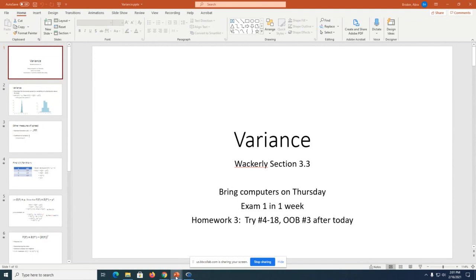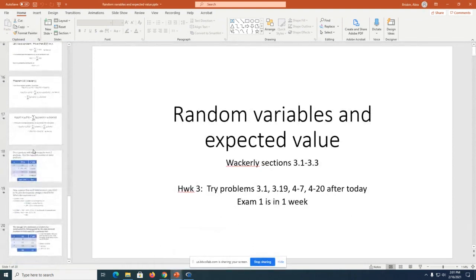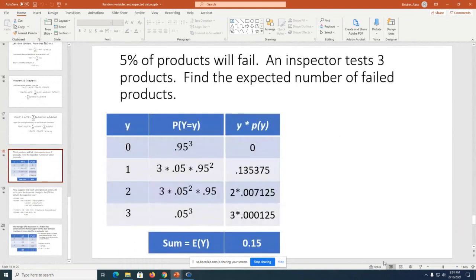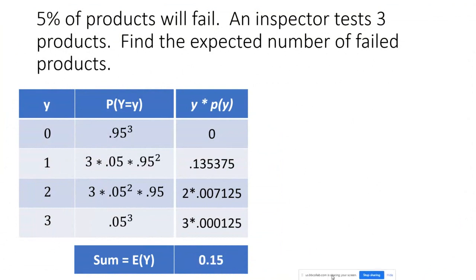All right. So let's start with the problem where we left off last time. You'll recall we were looking at this probability distribution, probability mass function, of the possible numbers of products that could fail out of a set of 3 products that are being inspected. And we found that the expected number of failed products was 0.15.